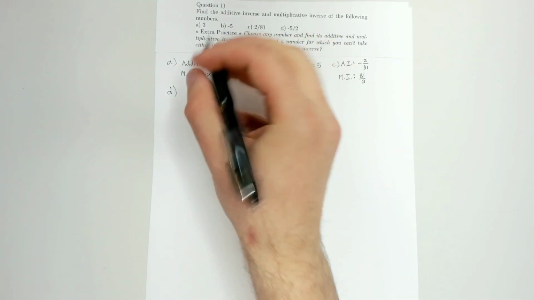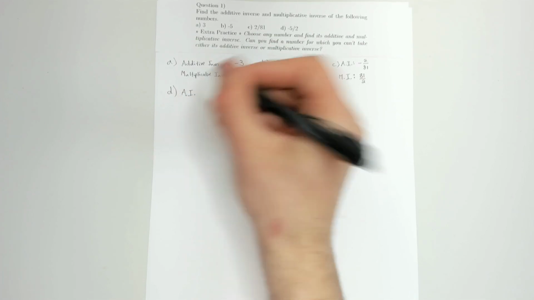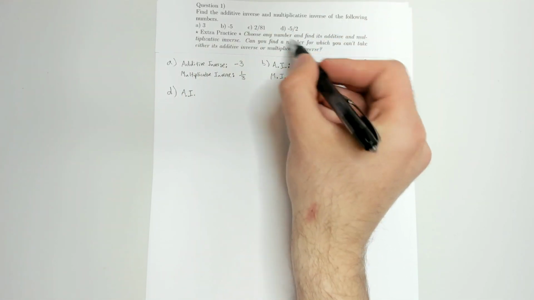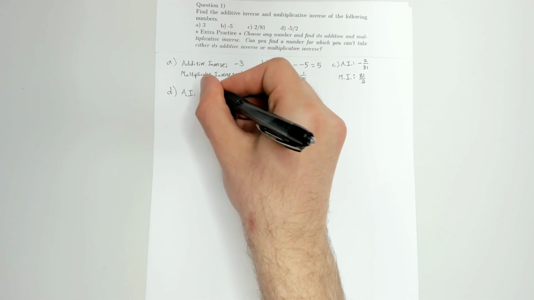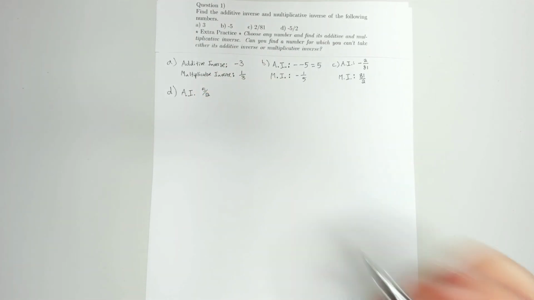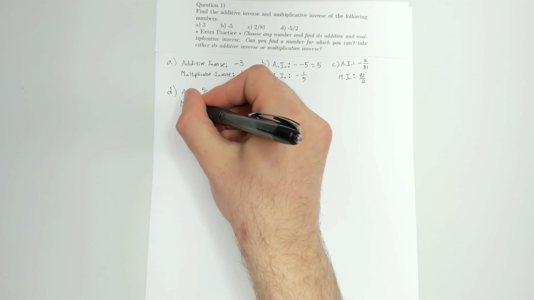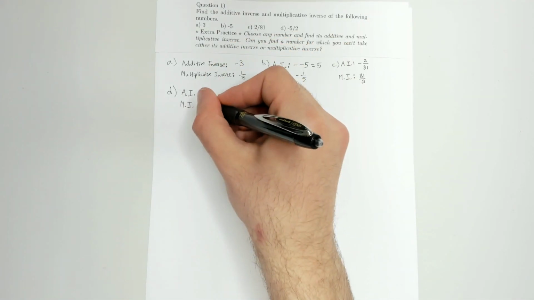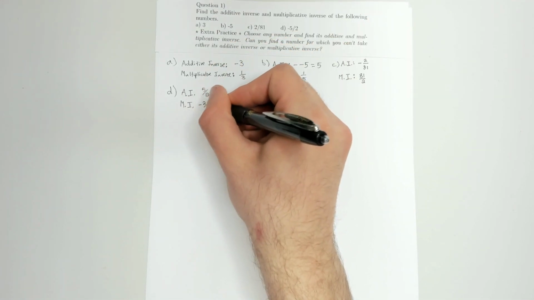And for part D here, I think you're getting the idea. The additive inverse, we have a negative number, so the additive inverse will be the positive version, right? Just in the opposite direction. And the multiplicative inverse, well, once again, that's going to be the reciprocal. So we're going to get -2/5.